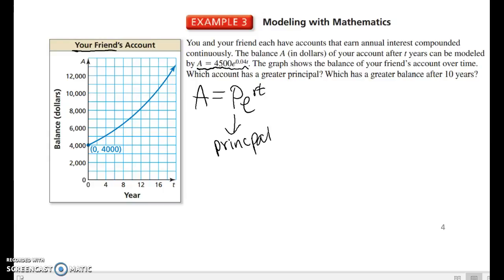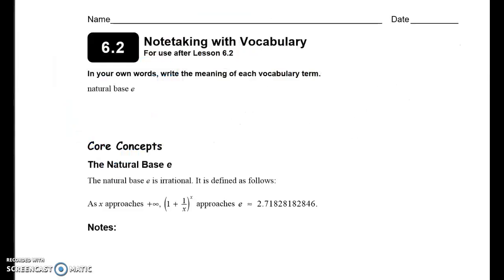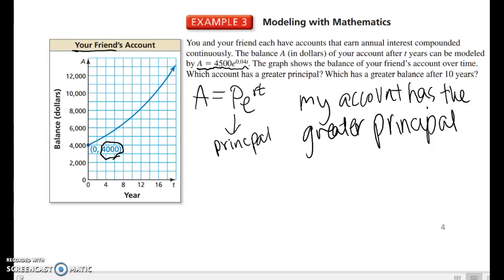So the P in my equation is 4,500, and the P in my friend's equation, look at the graph and look at that first point. It's going to be 4,000. So I would say my account has a greater principal. So my account has the greater principal.